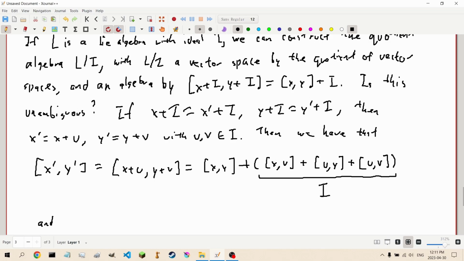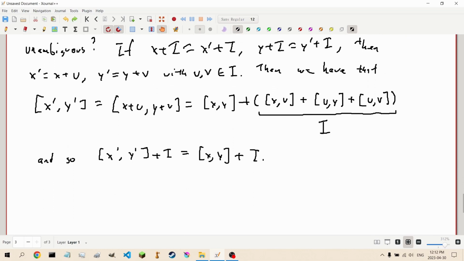Which means that this bracket plus I, so in this equivalence class, is going to equal our original, and so the bracket is going to work the same along the equivalence class.